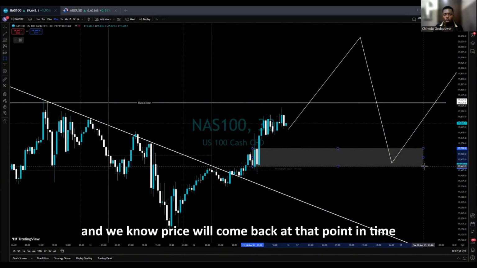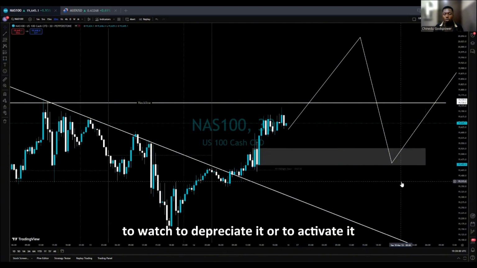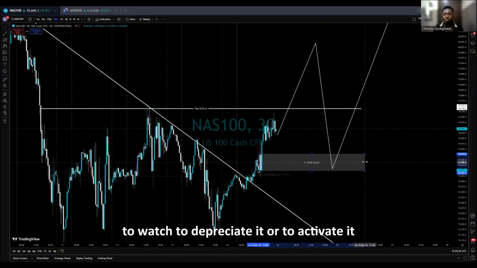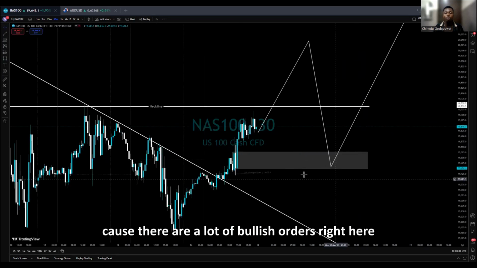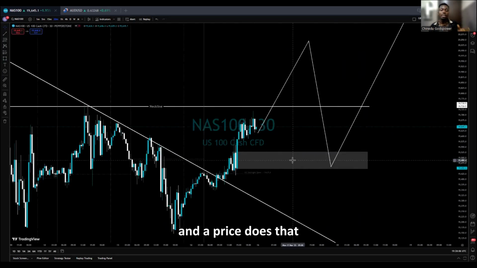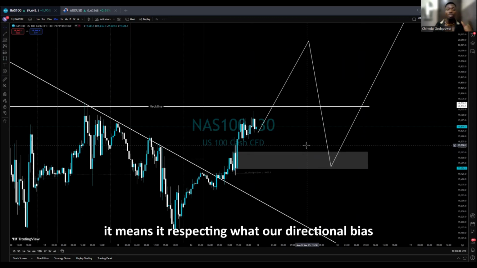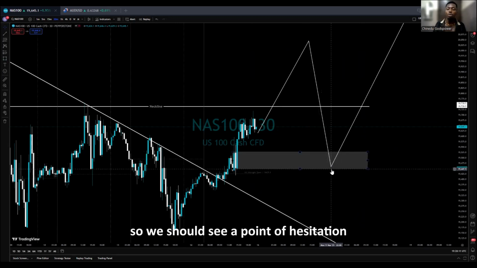And we know price will come back at that point in time to what? To liquidate it or to activate it. And because there are a lot of bullish orders right here, if price does that, it means it's respecting our directional bias. So we should see a point of hesitation.